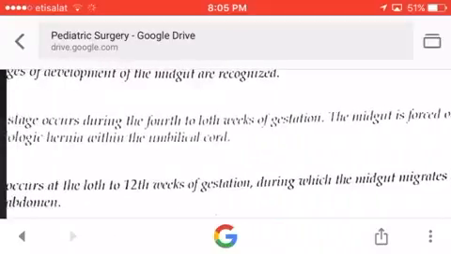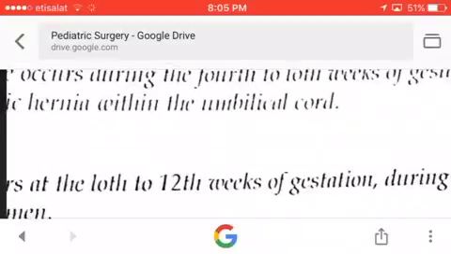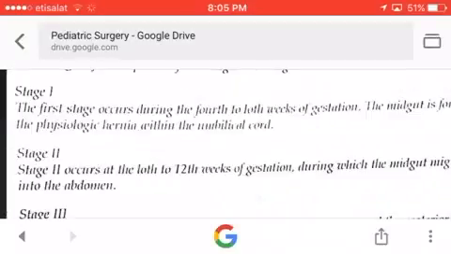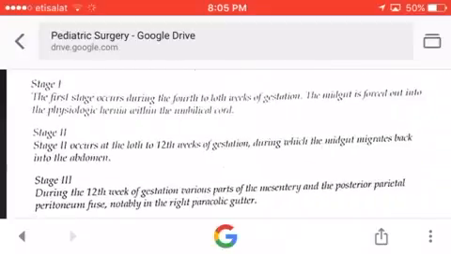The midgut is forced out into the physiologic hernia within the umbilical cord. Stage 2 occurs at the 10th to the 12th week of gestation, during which the midgut migrates back into the abdomen.